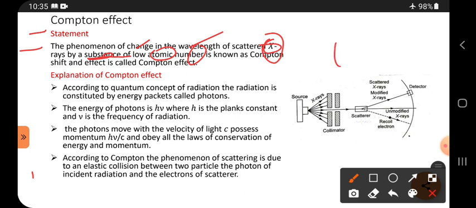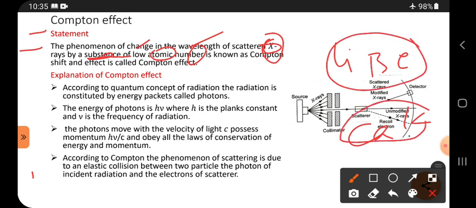Low atomic number means like this: lithium, beryllium, boron, comparing to calcium, potassium. So comparing to this, its atomic mass is less.